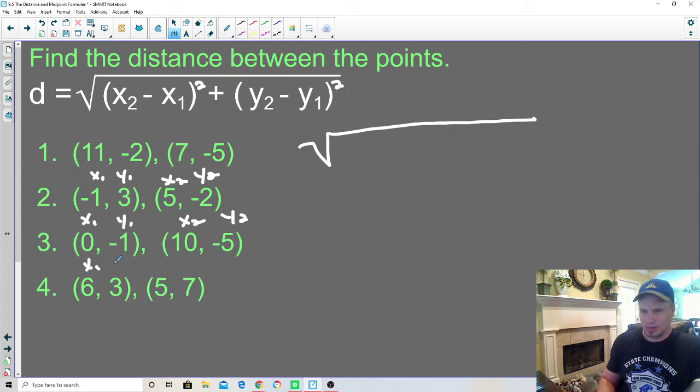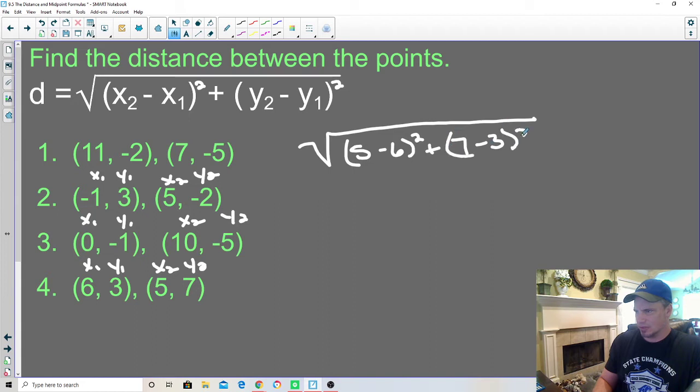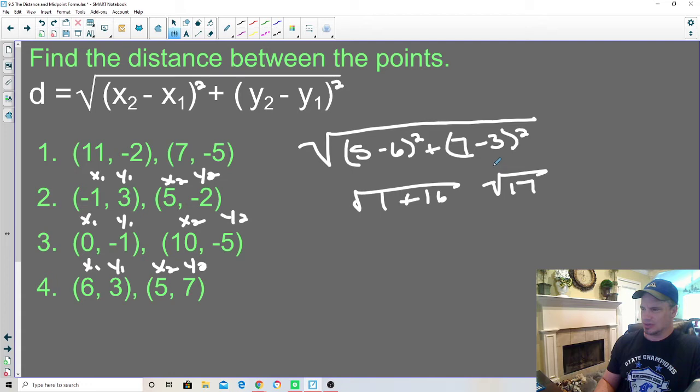Okay, x1, y1, x2, y2. Let's subtract the x's, so 5 minus 6, and we're going to square it, plus 7 minus 3, and we're going to square it. Okay, 5 minus 6 is negative 1 squared is 1. 7 minus 3 is 4. That's going to be 4 squared, which is 16. And when I add those together, I get the square root of 17. That can't be simplified, so that is our answer, square root of 17.